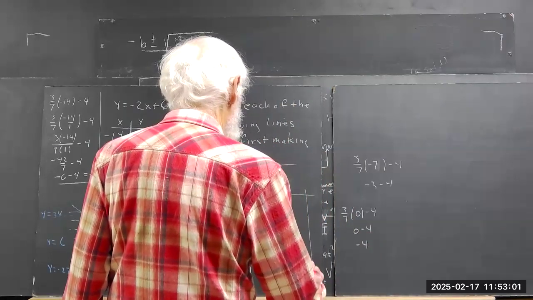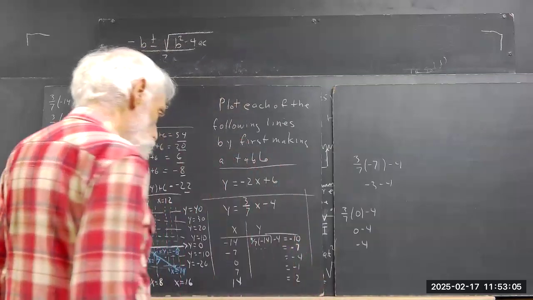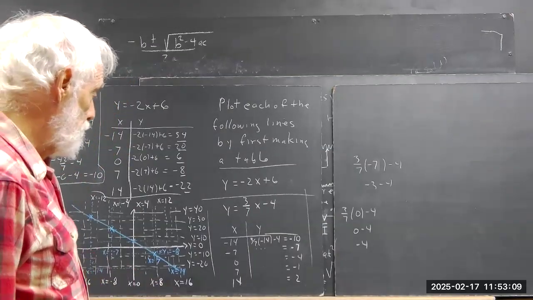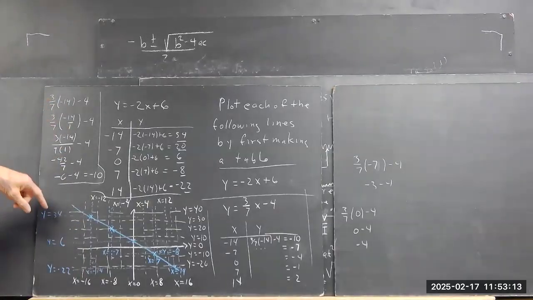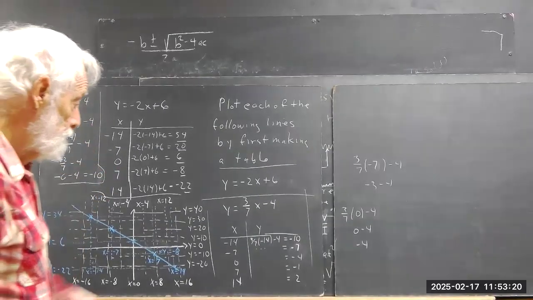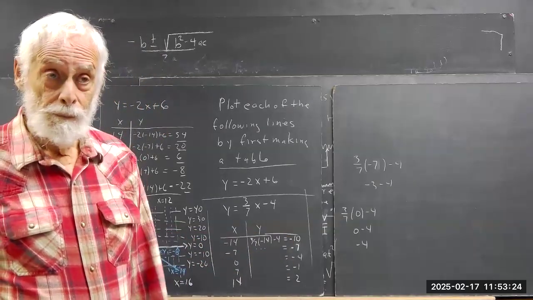Then if we evaluate the rest, we're going to get negative 1 and 2. And just check that out. If this was 14 instead of negative 14, we'd have a plus 42 over 7 minus 4, which gave us 2 before. Okay, so there we have the numbers for our table.